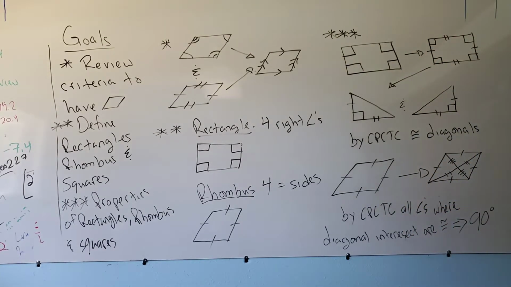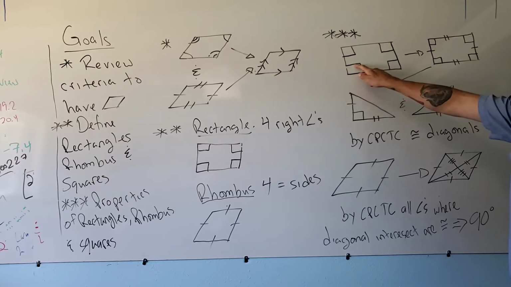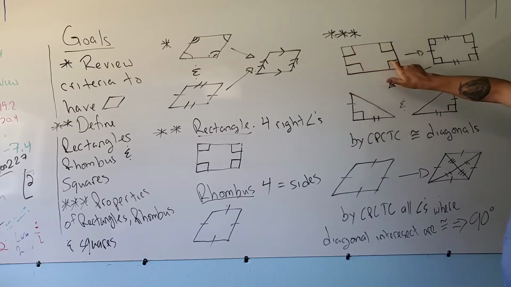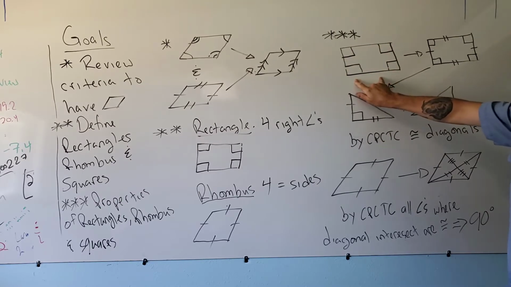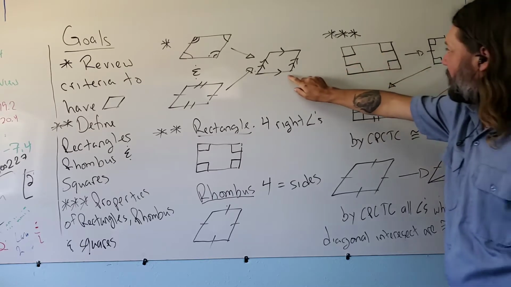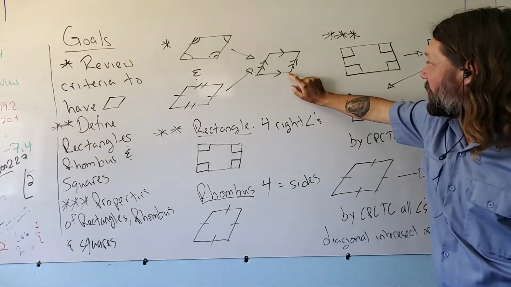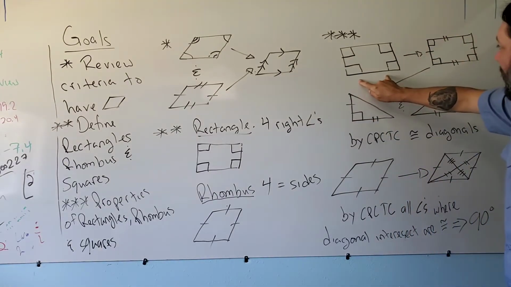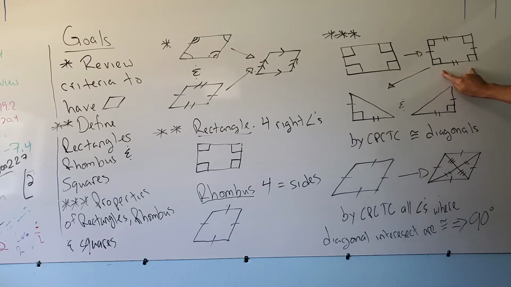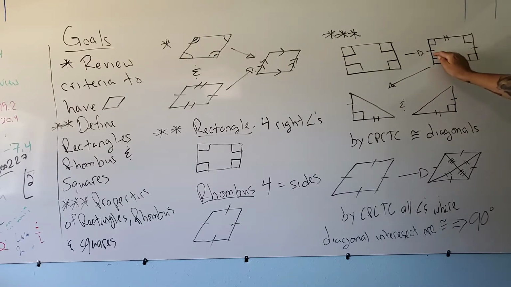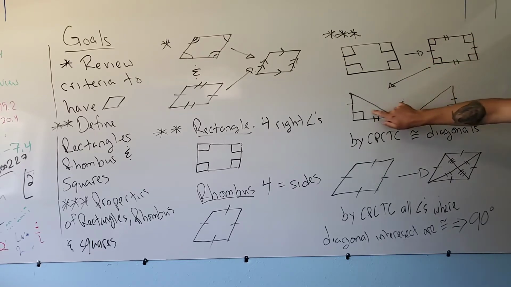Here I have a poorly drawn rectangle. Remember, these marks mean that I have right angles. And because I have opposite angles that are equal, that means that I have a parallelogram. And because I have a parallelogram, that means that my opposite sides are equal. So this rectangle has two pairs of opposite sides that are equal. These opposite sides are equal, and these opposite sides are equal. And so what I did was I drew a diagonal, and I drew a diagonal, and I split my rectangle up into two triangles. Okay?